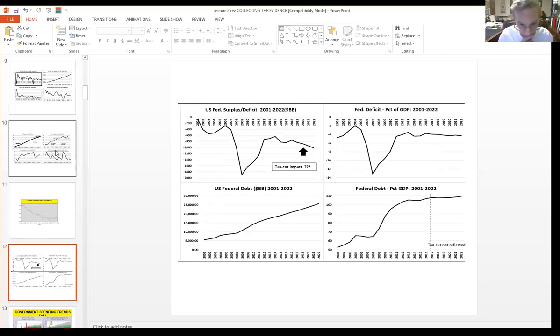And what you see in the lower left-hand chart is the total of the federal debt. And it is now something, we got to read the chart right, but in 2018, it's right around $20 trillion.